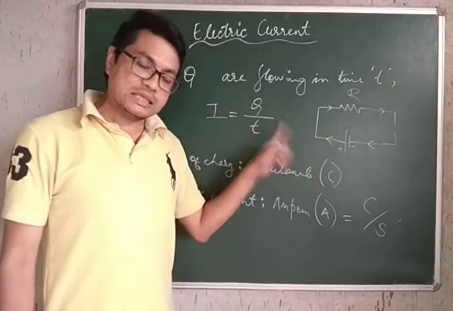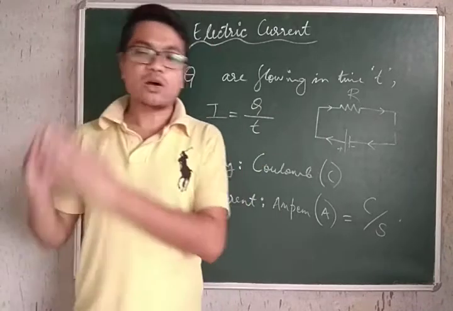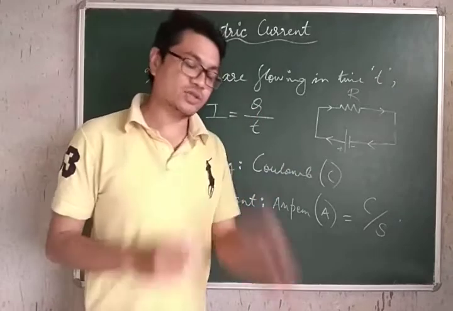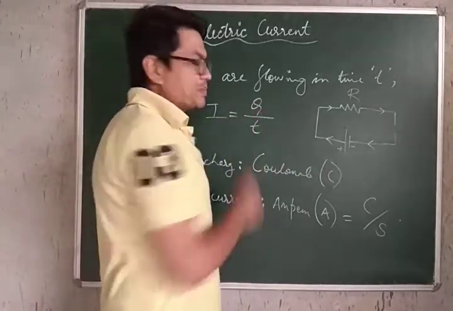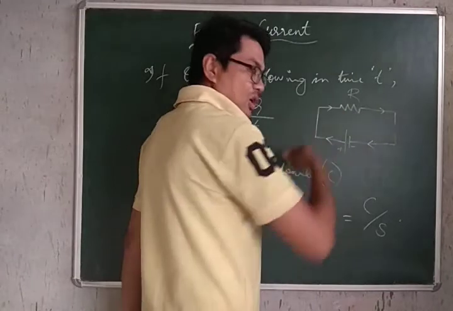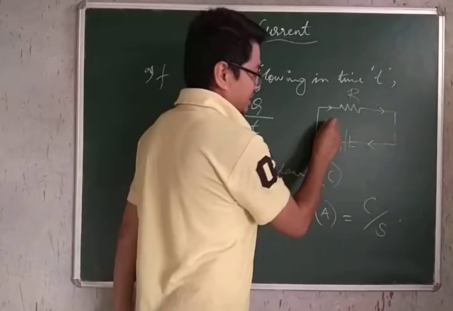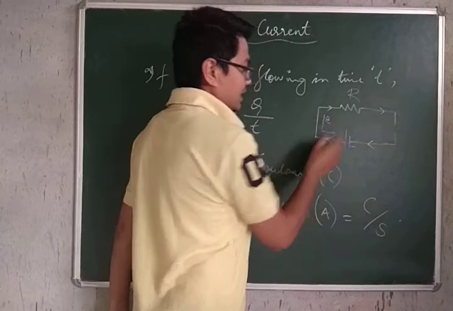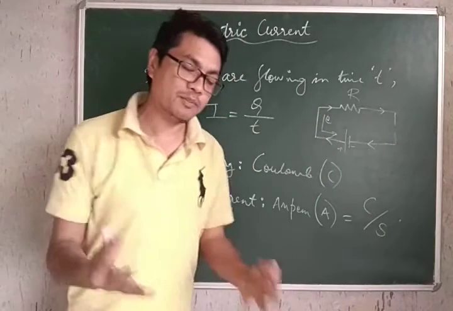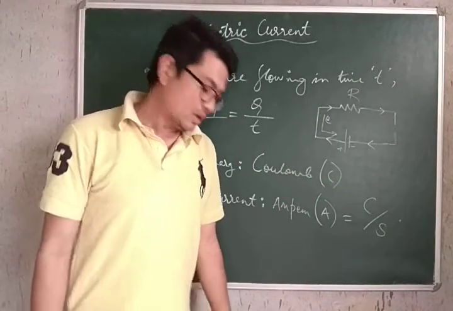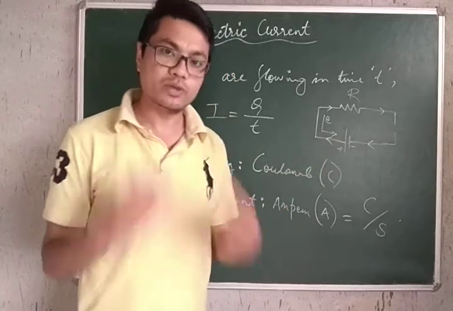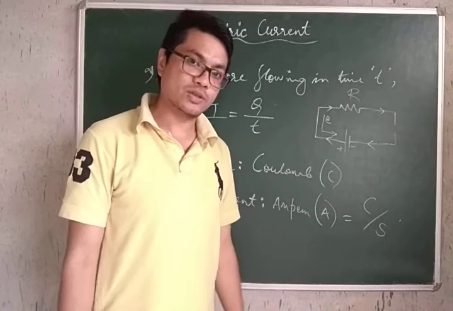Now, though we've said that current is the rate of flow of charges, or to be more precise, the rate of flow of free electrons, and electrons being negatively charged, they are attracted towards the positive terminal. So free electrons are actually moving in this direction, towards the positive terminal, because they are attracted by it. And we see that current is flowing in the opposite direction to the flow of free electrons.